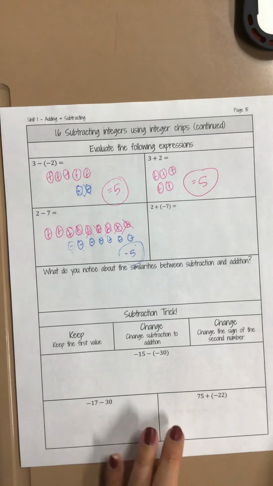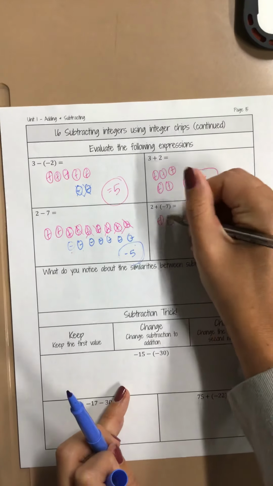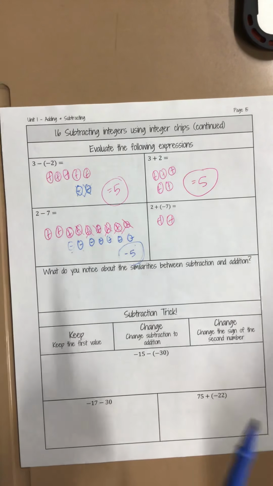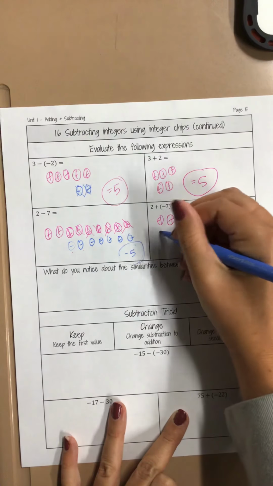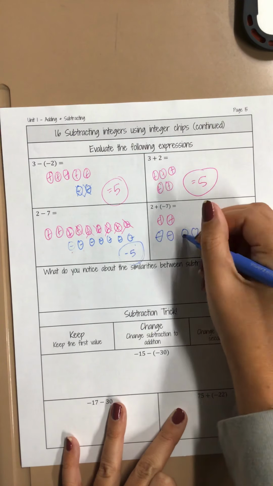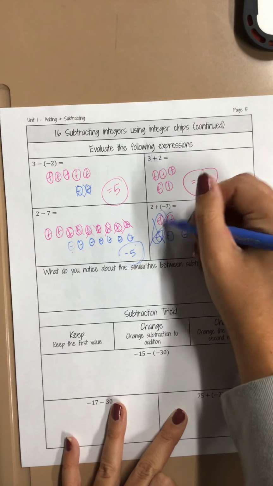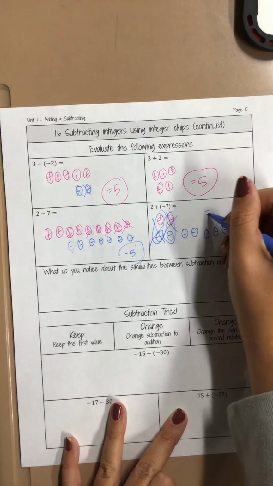And then if I have positive 2 plus negative 7, these 2 would cancel out, and I would be left with negative 5.